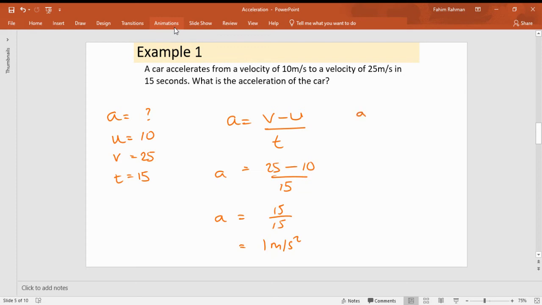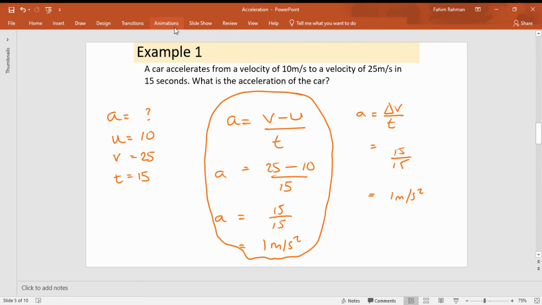Now again, if we just quickly do it the other way, we've got the difference, 15 over 15, 1 meter per second squared. But the reason that we might use this way over the other way is it helps us really understand what's going on. Sometimes there won't always be two numbers for you to easily work out the difference.